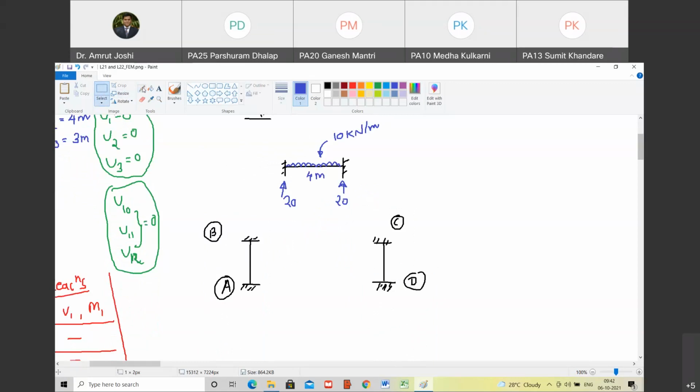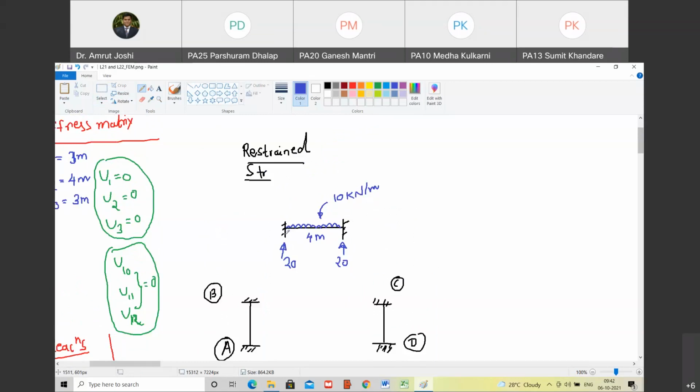This reaction is offered by what on what? So this reaction is offered by column AB on beam BC at B. So what is the action taken by beam BC on column BA? It is going to be exactly opposite, so this is going to be 20. Do you agree with me? Yes, sir. This is Newton's third law. So this is 20 kilonewton, and these two are also 20 kilonewton.